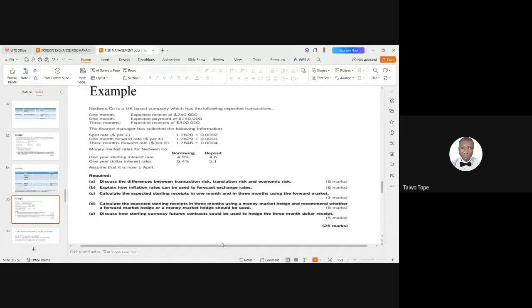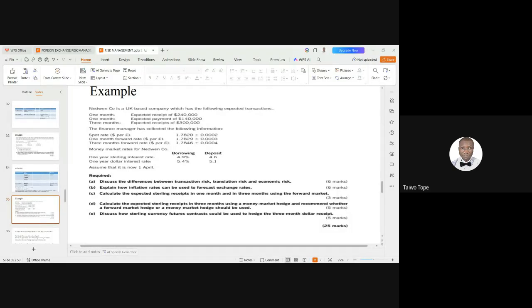So this morning, I'm asking us in this class, somebody should explain what is transaction risk? What is translation risk? What is economic risk? So who can tell us what they are? It's revision now. Expected to have known everything by now.